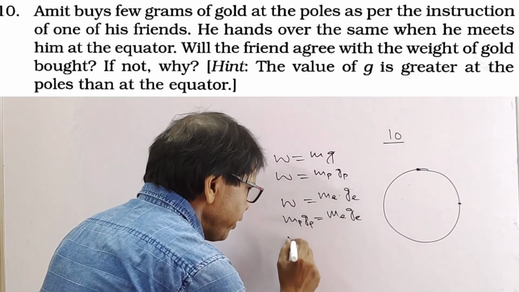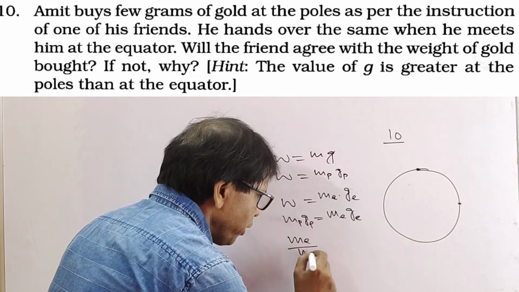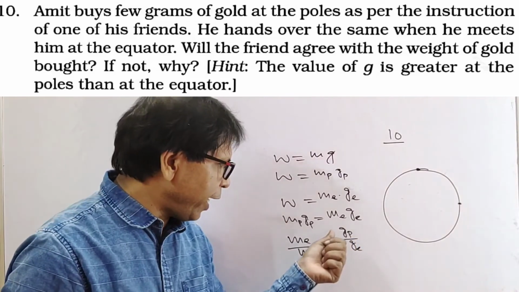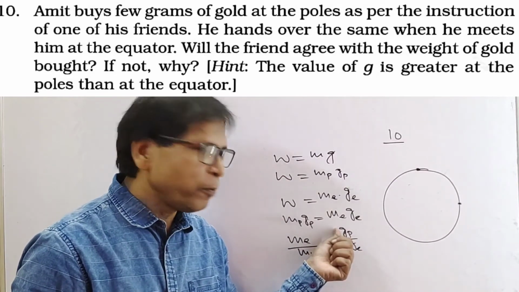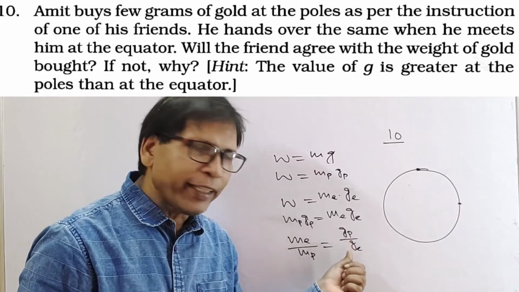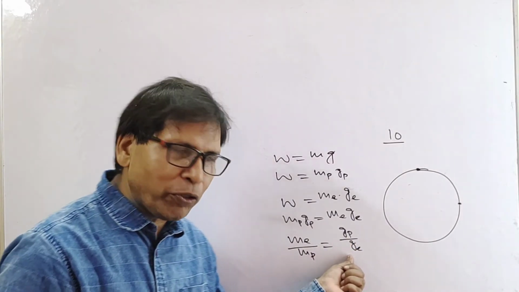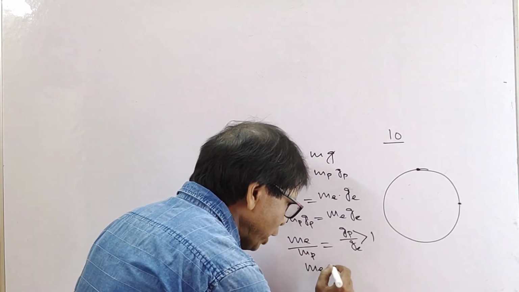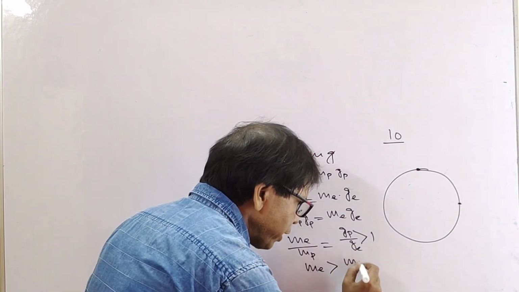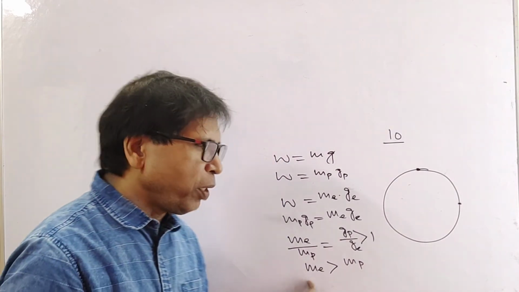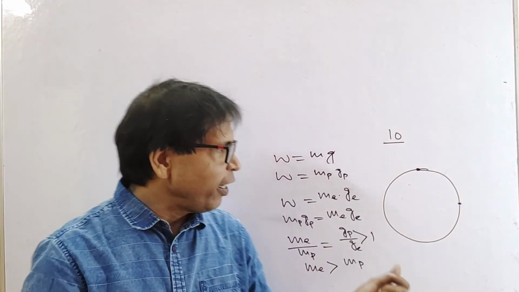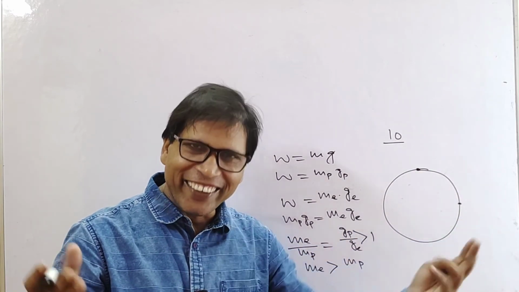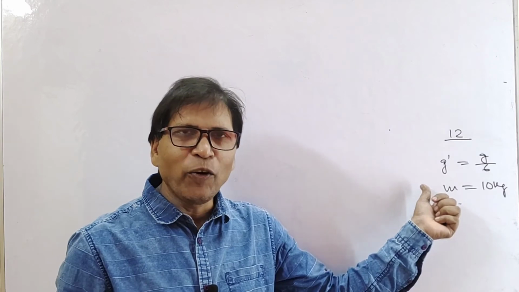So look at this. This is me by mp, which is equal to gp by g. Look at this. The acceleration due to gravity at the pole is greater than the acceleration due to gravity at the equator. So this is greater than 1. Therefore, mass at the equator is greater than mass at the pole. Therefore, Amit loses because he gets less mass but returns more mass. Okay, understood?